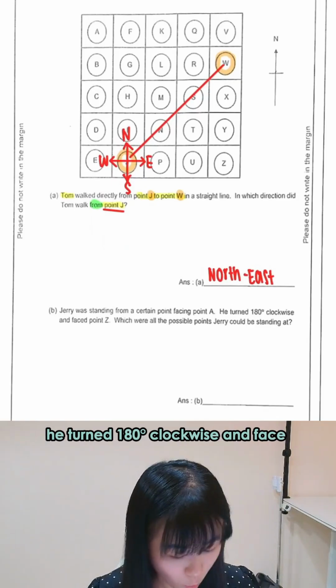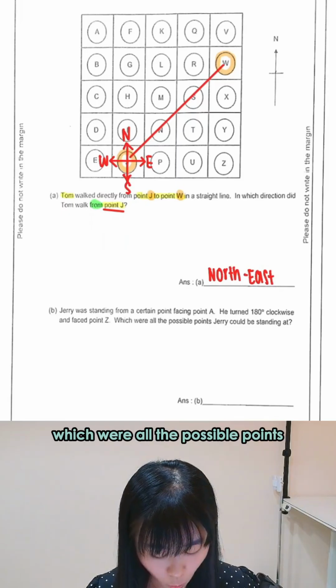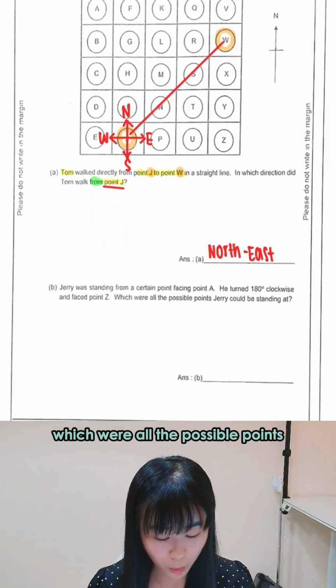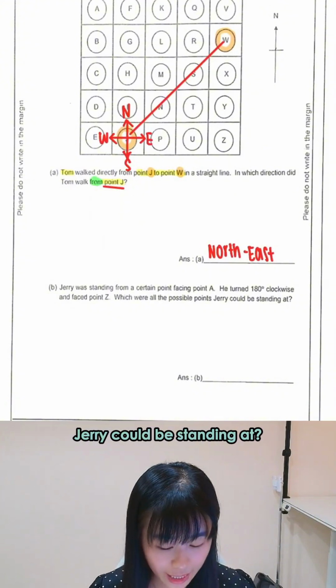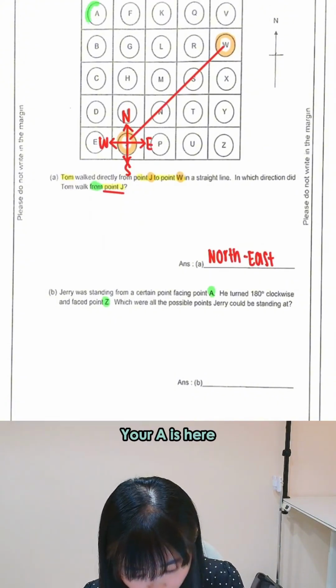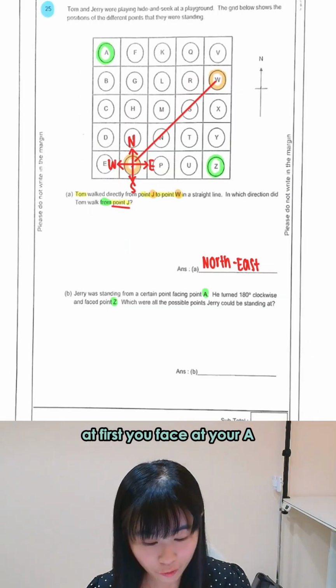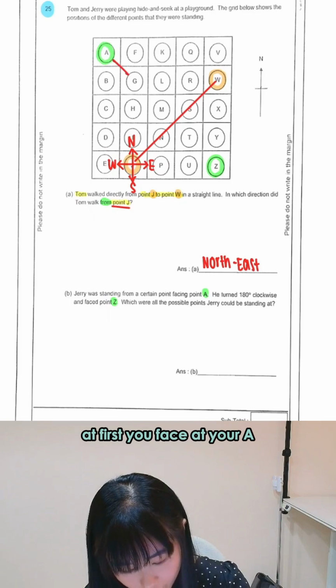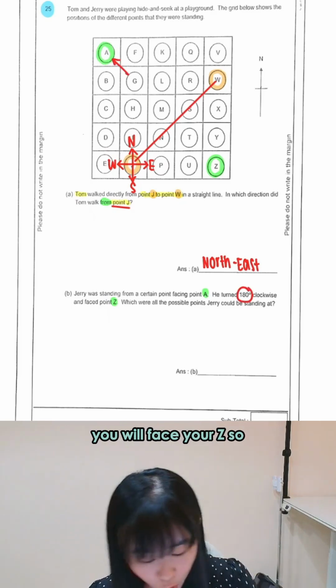Part B. Jerry was standing from a certain point facing A. He turned 180 degrees clockwise and faced point Z. Which were all the possible points Jerry could be standing at? Your A is right here. Your Z is right here. At first, you face your A. Later on, you turn 180 degrees clockwise. You will face your Z.